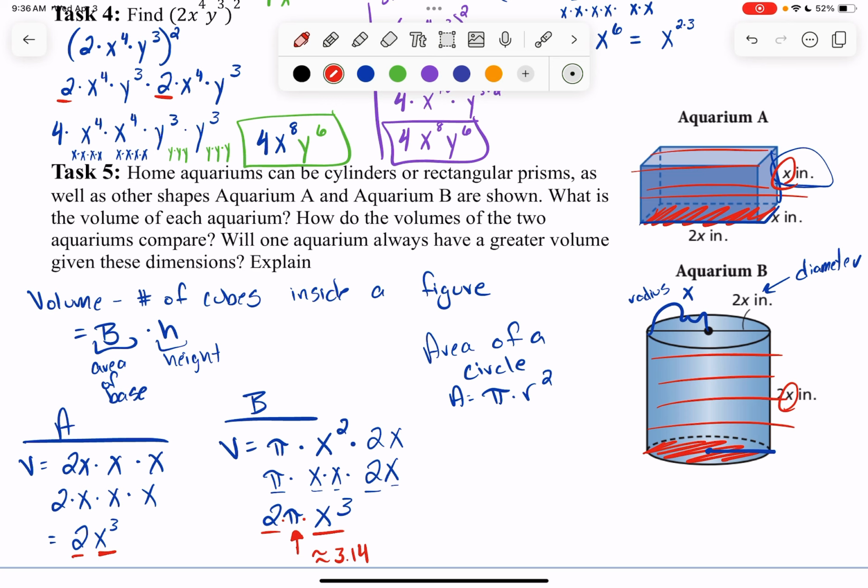So aquarium B is larger, and it's pi times larger because it has the pi multiplied in there. How do the volumes of the two aquariums compare? Will one aquarium always have a greater volume given these dimensions? Yes. B is larger, it's always going to be pi times larger given these dimensions.